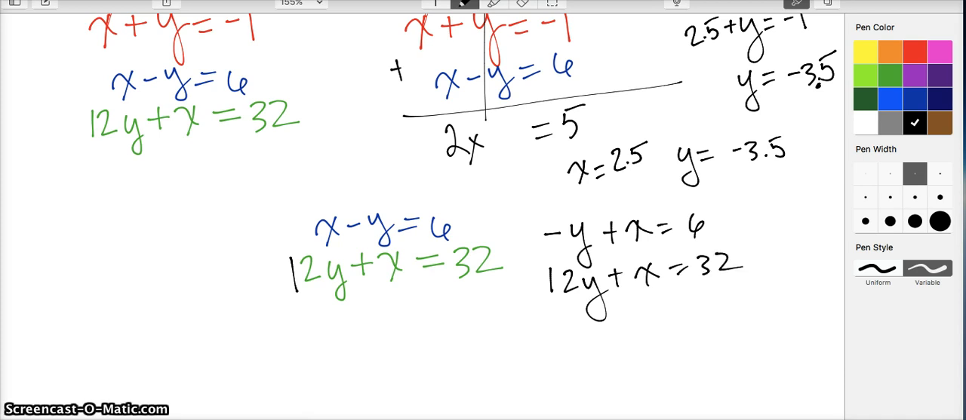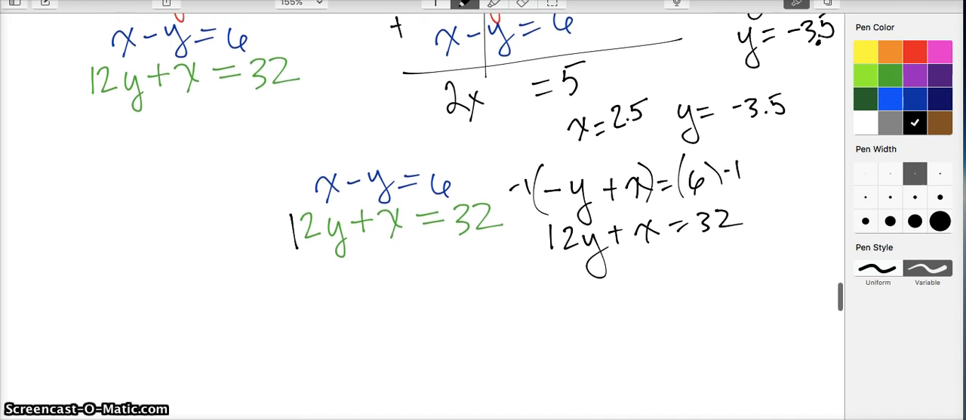What I need to do is eliminate the x. I'm going to multiply the top equation by -1, and add everything together. So -1 times -y is a +y, plus 12y gives me 13y. Stay with me. -1 times x is a -x, plus a +x gives me 0. Elimination. Then 6 times -1 plus +32 is going to give me a +22, right?